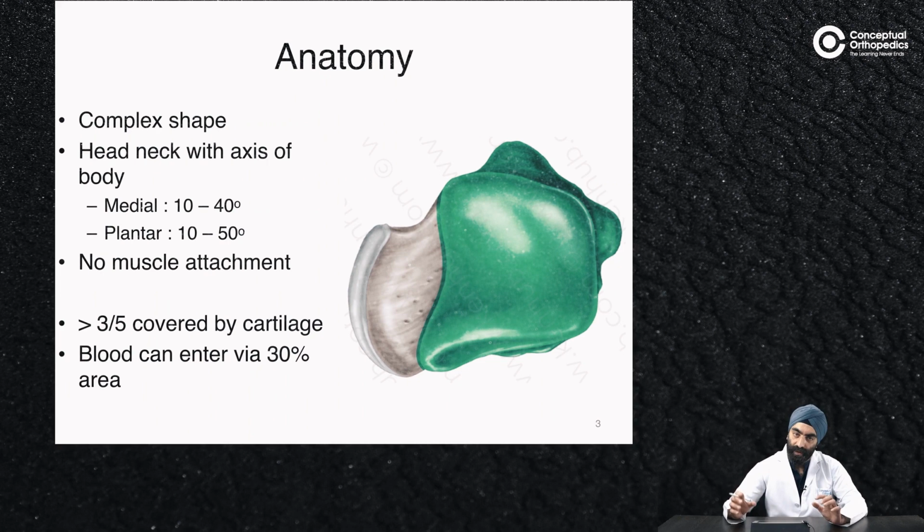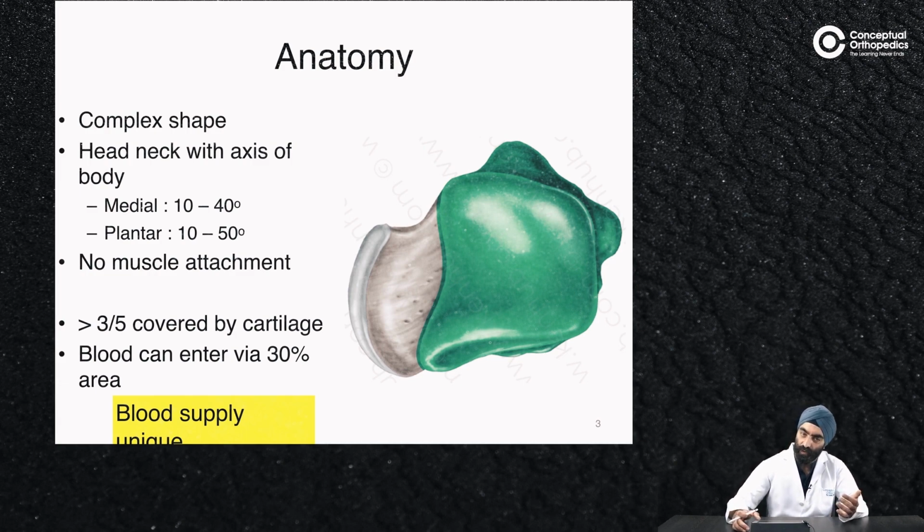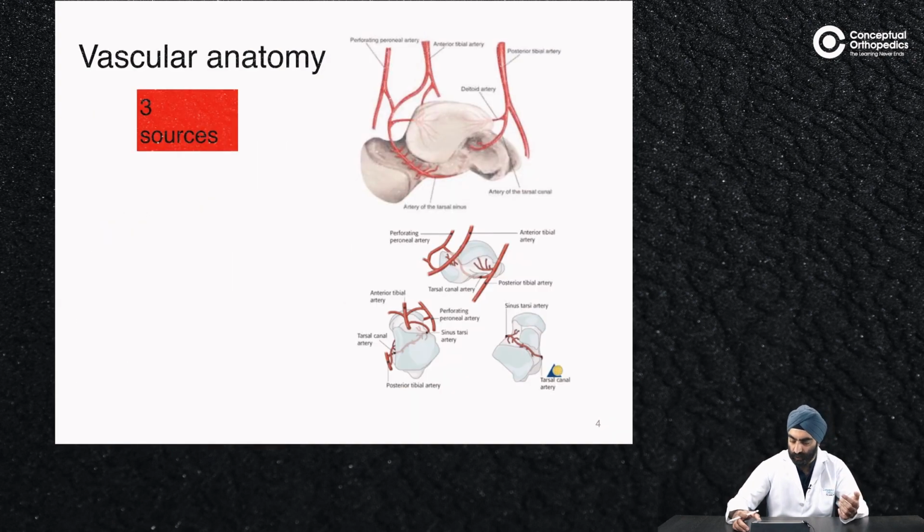That blood supply goes through ligaments. So the ligamentous attachments of the talus are really important to understand how many ligaments have been injured in a certain type of talus fracture, for us to give a prognostication of how the blood supply has been affected. It has a very unique blood supply, and that gives us the unique perspective of a talus fracture, which can lead to avascular necrosis.